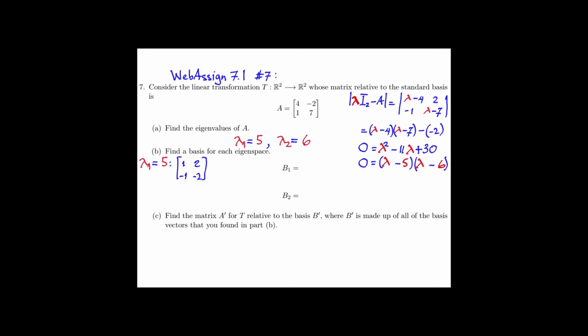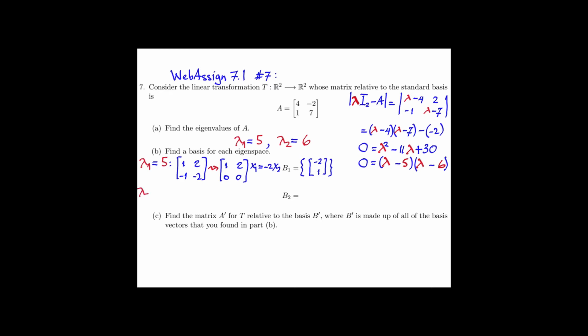Now remember, we're looking for the null space. We're looking for the basis for the null space of this 2x2 matrix. So we use Gauss-Jordan elimination to get the reduced row echelon form, and that turns out to be 1, 2, 0, 0. The first row tells us that x1 equals negative 2x2, and so the vector that we get is negative 2, 1. That's a basis for the null space of that 2x2 matrix, so it's a basis for the eigenspace associated with lambda 1 equals 5.